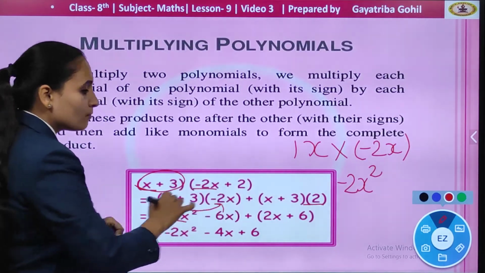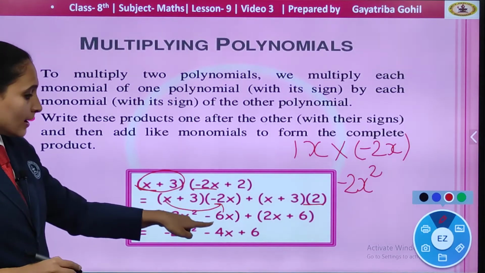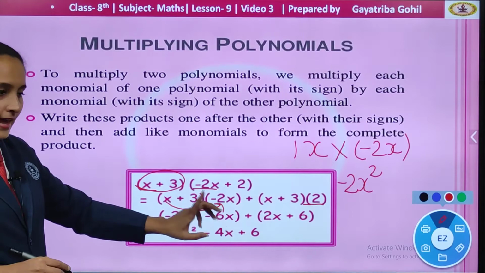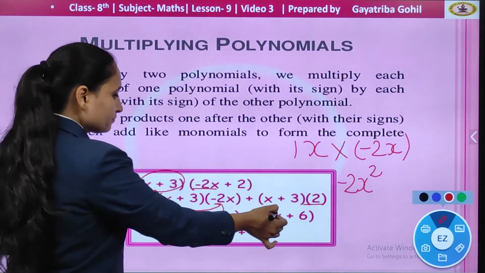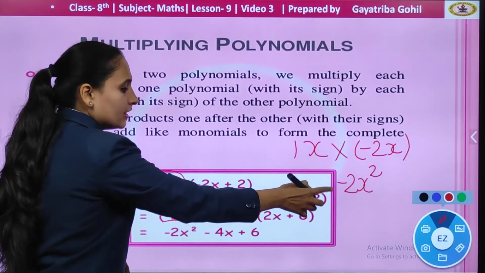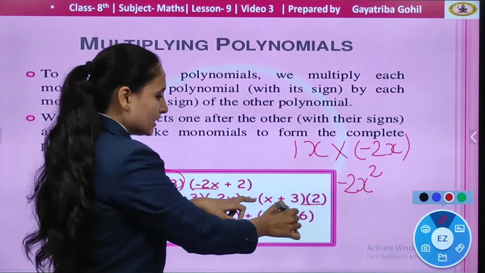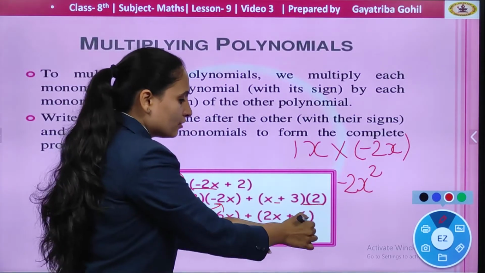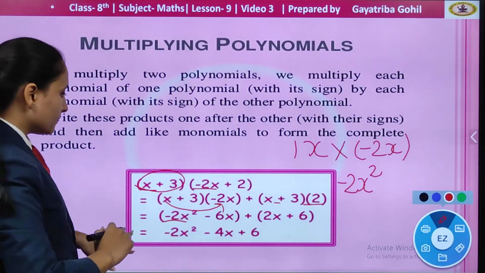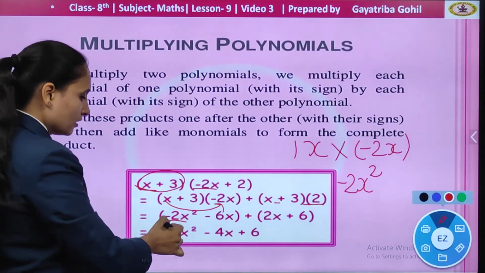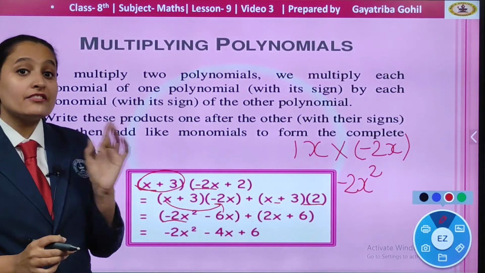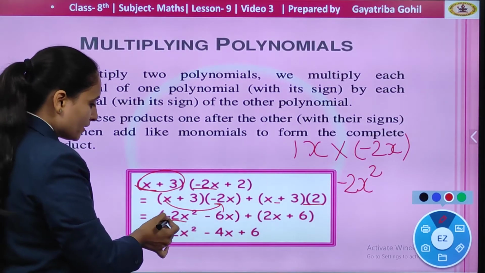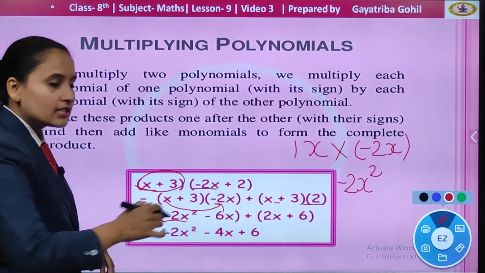Then 3 into minus 2x. 3 into minus 2 is minus 6 and x is the only variable, so minus 6x. Plus, then we have x plus 3 into 2. Multiply x with 2, 2 into x will give you 2x and 3 into 2 will give you 6. Now open the brackets like we have learnt in addition of expressions. Open the brackets and you will get minus 2x square minus 4x plus 6.